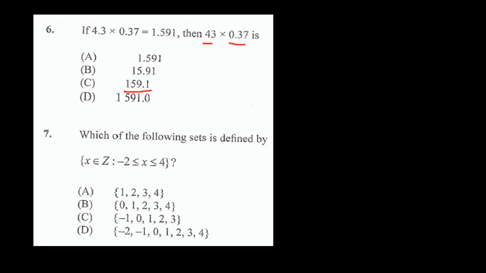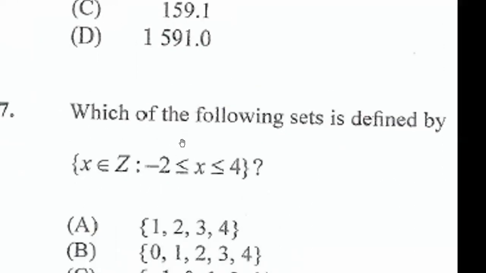Awesome. So back to question number 7. It's going to be, which of the following sets is defined by x belongs to Z such that x is between 4 and -2, right? So how are we going to interpret this and form this into an English sentence, right? Because right now this is a mathematical sentence. So this is how they do it.